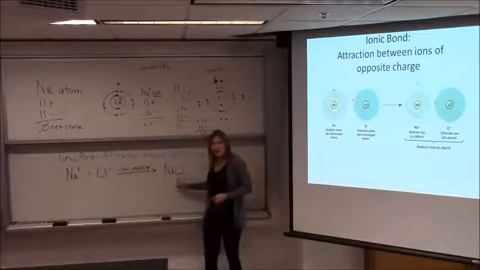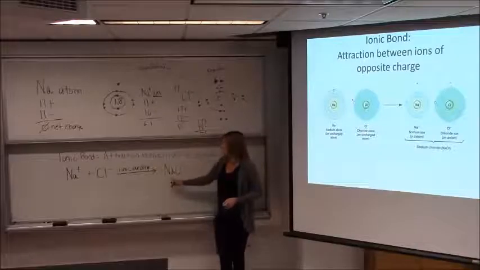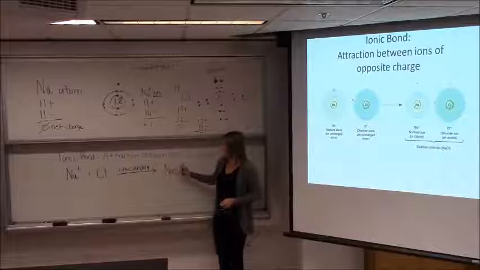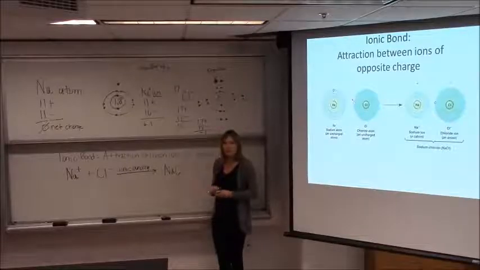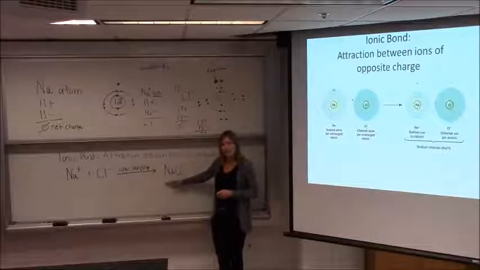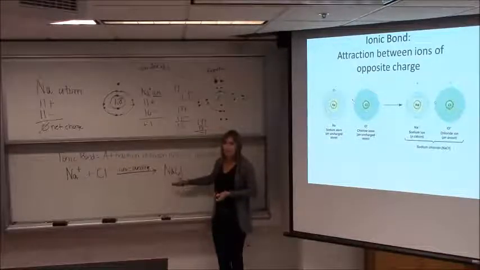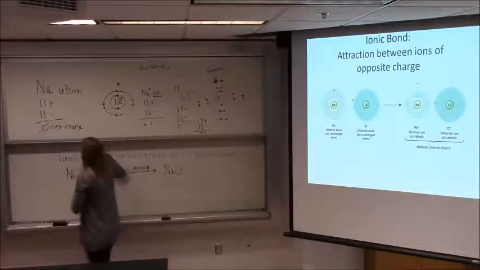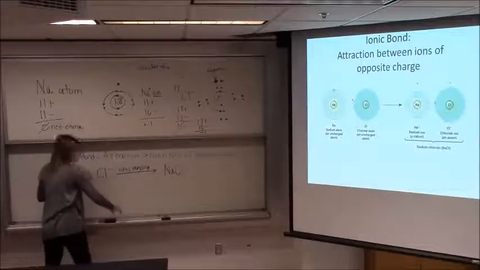Sodium chloride is a compound. It does not have a net charge because the positive charge of sodium is going to be canceled out by the negative charge of chlorine. This is a weak association. You know, you can mix salt and water and it easily breaks apart. What's important to understand here is how the number of electrons change.